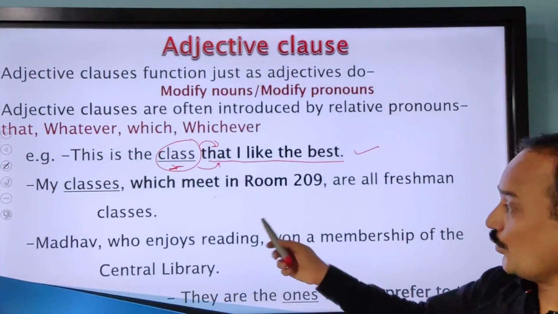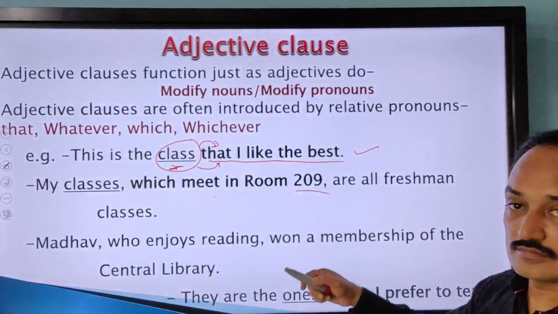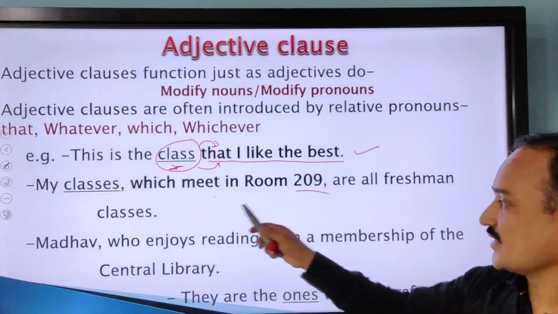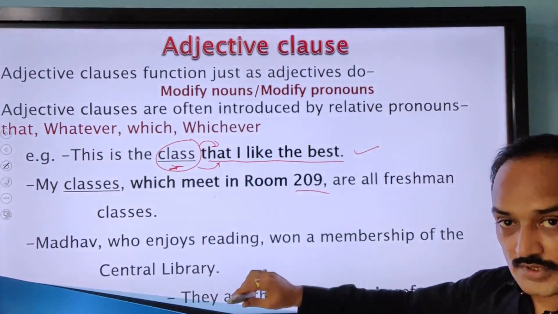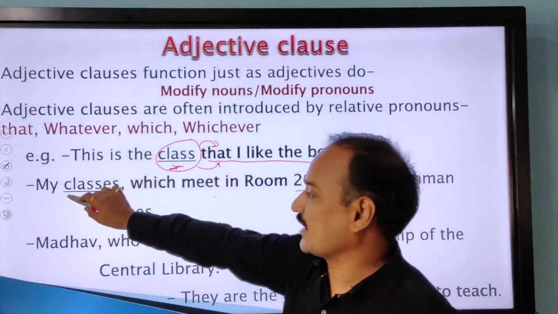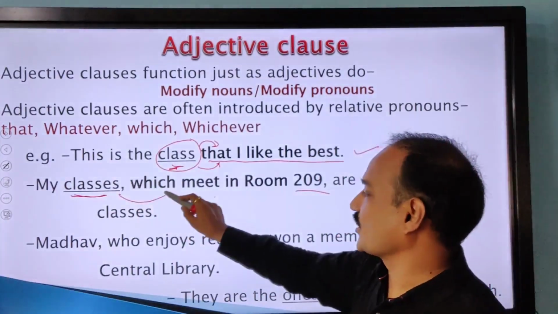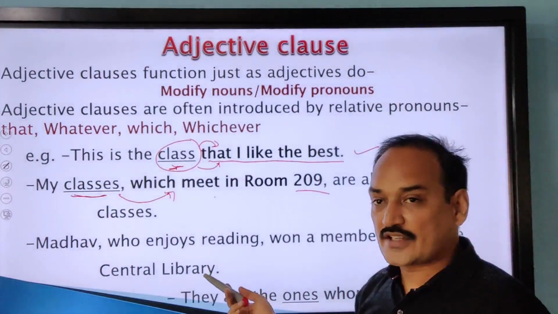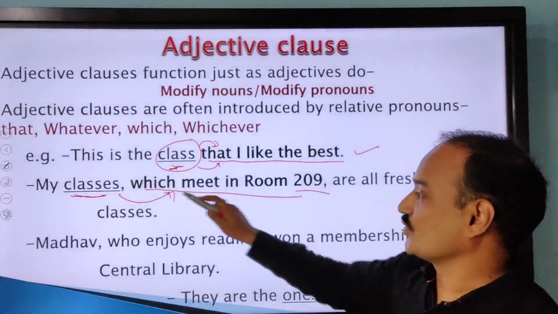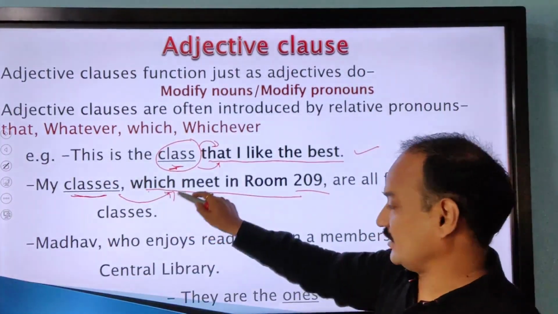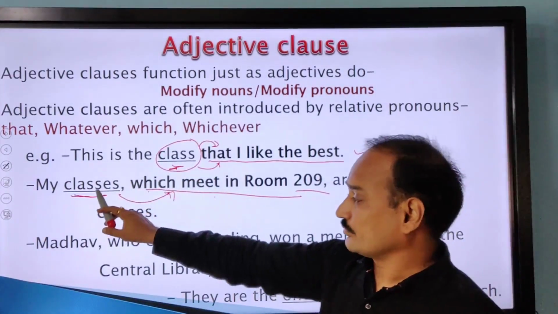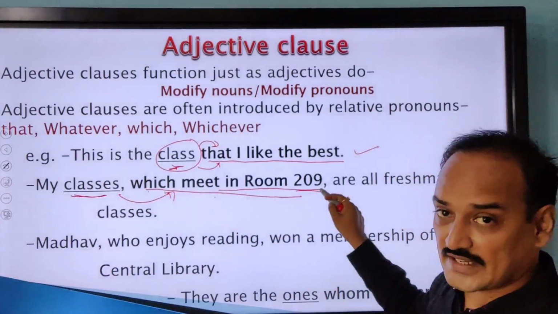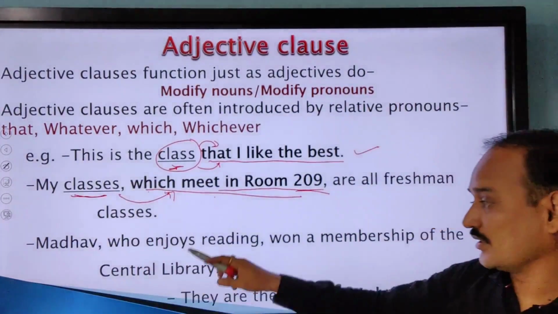My classes, which meet in room 209, are all freshman classes. This is the main sentence: my classes are all freshman classes. Out of that, classes is a noun. If some other adjective, one word, was there, then it would have been an adjective. Here one complete clause is there. So which is the conjunctive word, and that explains the classes, that meet in room number 209. So this is an adjective clause.